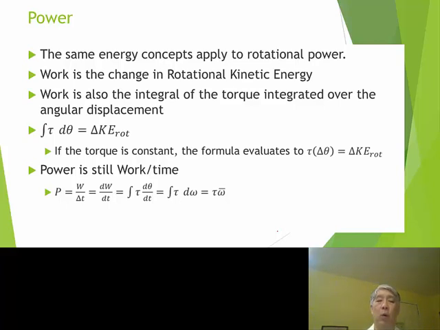And power is still going to be work divided by time. We have various definitions for work, including the integral form, the straightforward form, and the change in energy form. But power is going to be work divided by time, or in this case, you could also look at it as torque times your average or constant angular velocity. So again, pretty much the same as translational, except we're talking rotational variables.